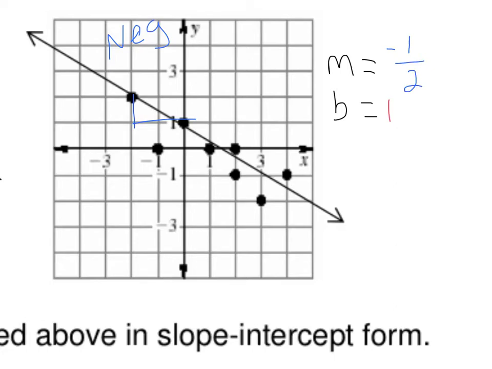Now that I have my slope and my intercept, we write the equation y equals negative 1/2 x plus 1. And that's the equation that represents this line. And this is the line that best represents these points.